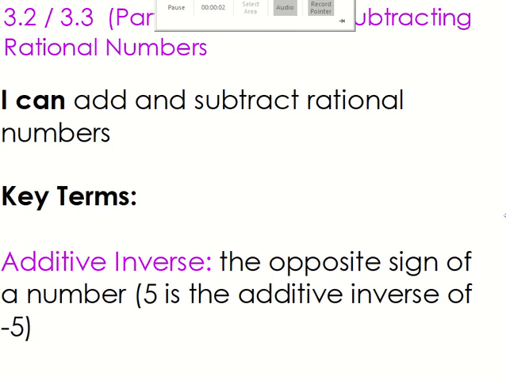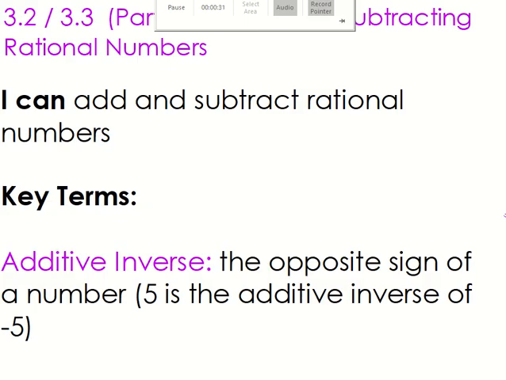Hi, we are going to do 3.2 and 3.3 together, but this is just part one. So you'll see why here in a second, but we are going to be adding and subtracting rational numbers. So remember, rational numbers are numbers that can be written as a ratio, AKA fraction, and then we know we can transfer them to decimals.